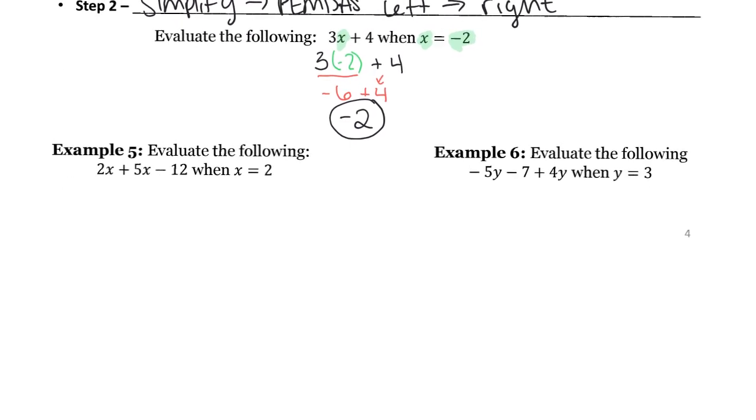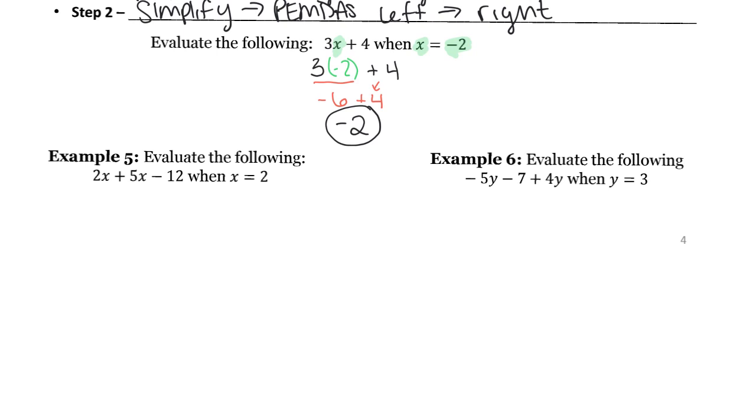Okay, so I'm going to do one more with you. So for this one, x is equal to 2. So anywhere I see x, I'm going to plug in a 2. So this is really 2 times 2 plus 5 times 2 minus 12. So again, I have to multiply. 2 times 2 is 4. 5 times 2 is 10. Bring your plus sign down. And then bring down the minus 12.